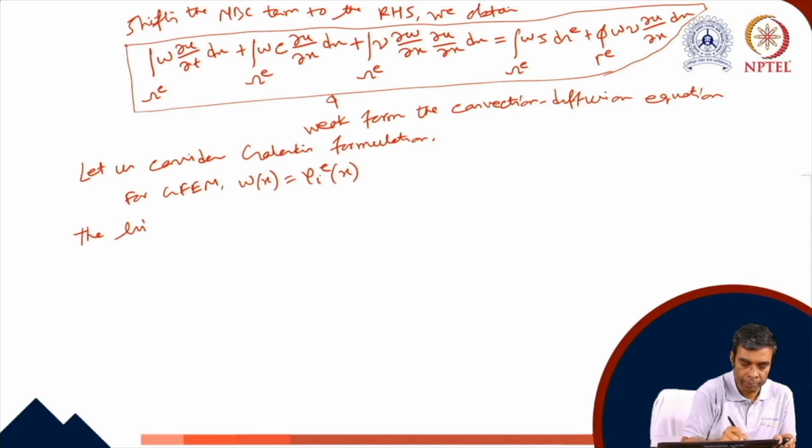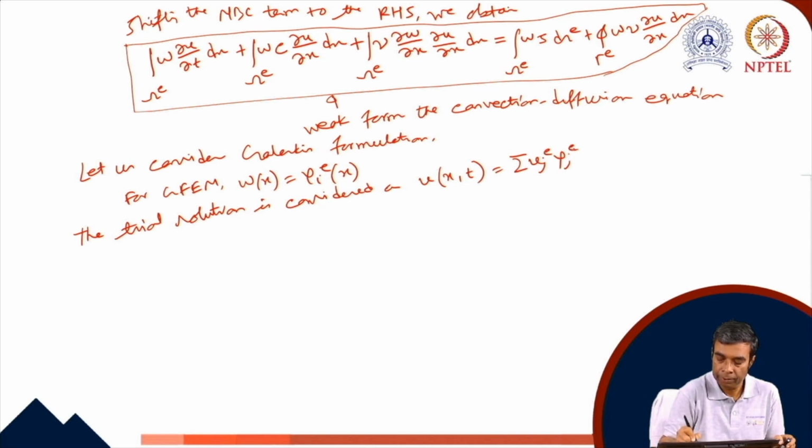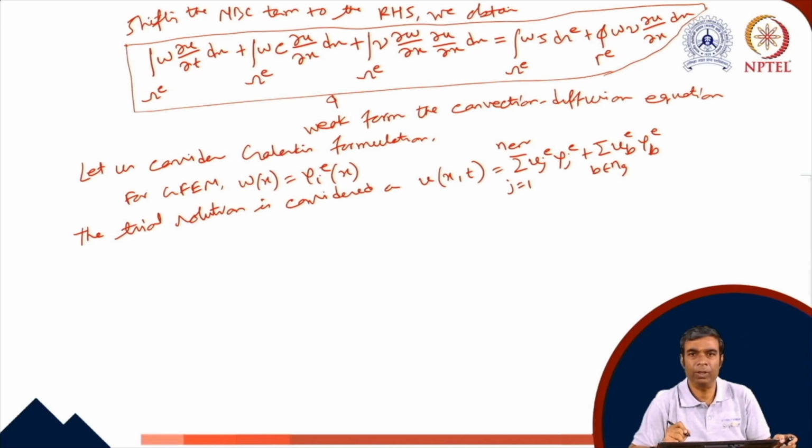The trial solution is considered as u of x, t equals summation of uj psi j plus summation of ub psi b, where j equals 1 to nen, and here b belongs to eta g. Eta g is the set of the Dirichlet or essential boundary nodes.